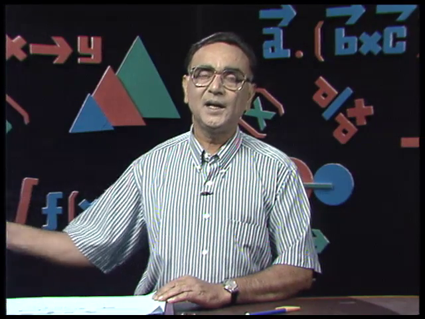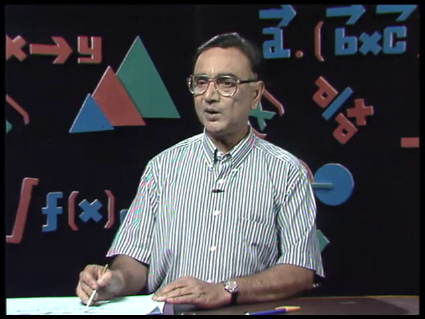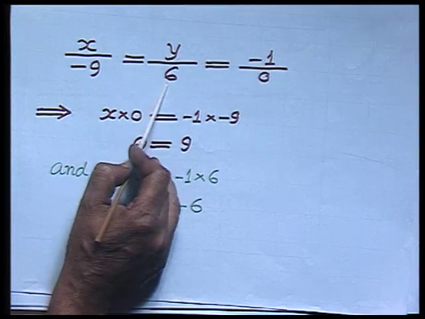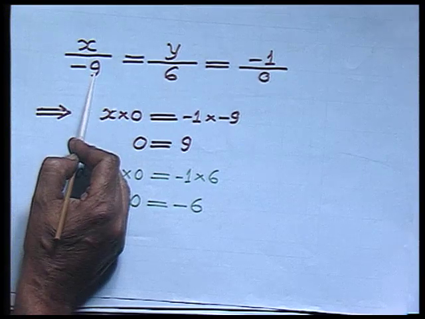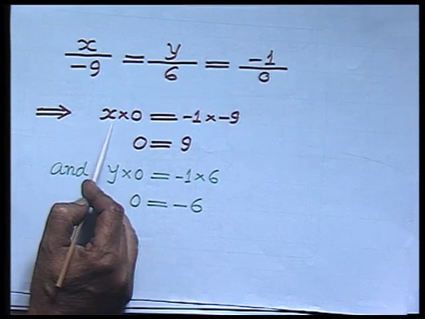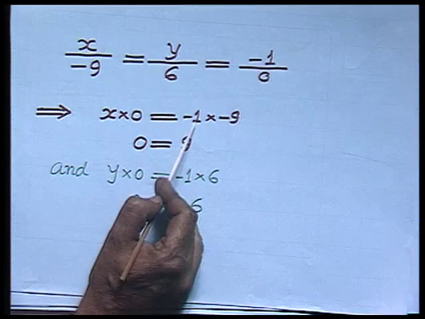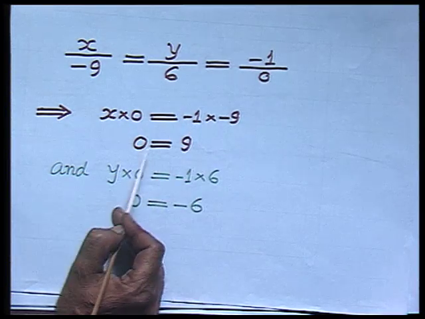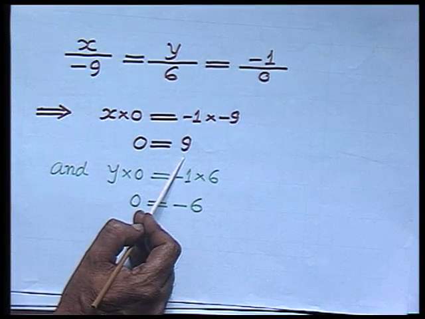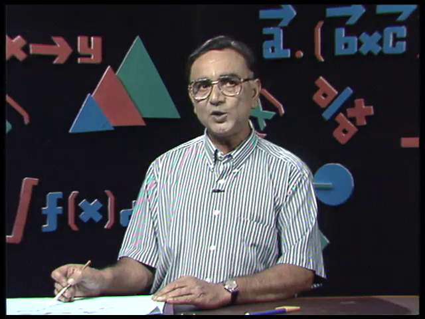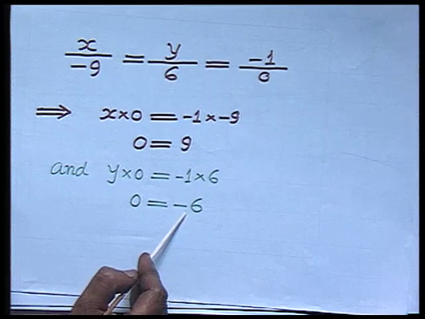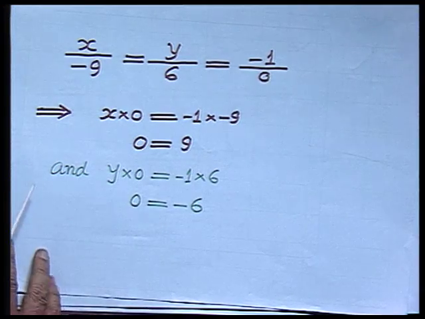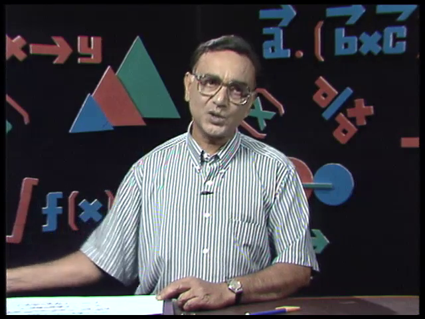So here what I got, x upon minus 9 is equal to y upon 6 is equal to minus 1 upon 0, and if I take x upon minus 9 and minus 1 upon 0, I get x times 0 is equal to minus 1 times minus 9, that gives me 0 is equal to 9. Now is it possible that 0 can be equal to 9? No. Similarly, y into 0 is minus 6, which is also not possible. So this system here is an inconsistent system and has no solution.